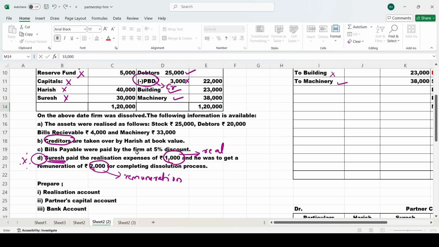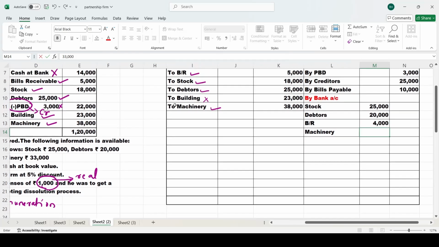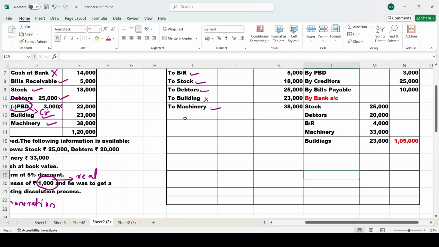See here, buildings, have they given any adjustment? No, buildings adjustment is not given. Then what are you supposed to do? You have to sell the buildings at the book value only. Buildings, how much is the book value? Book value is 23,000. We'll sell it for 23,000. Okay, now that's all. We'll just total it and take it to the outer column. Total comes to 1,05,000.